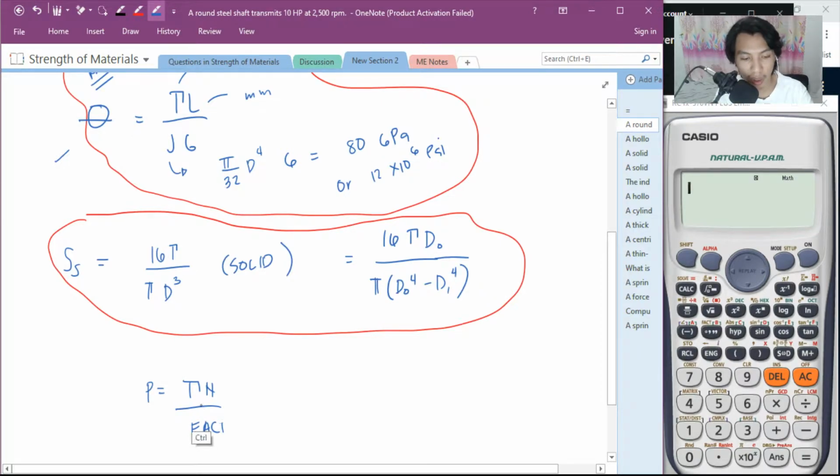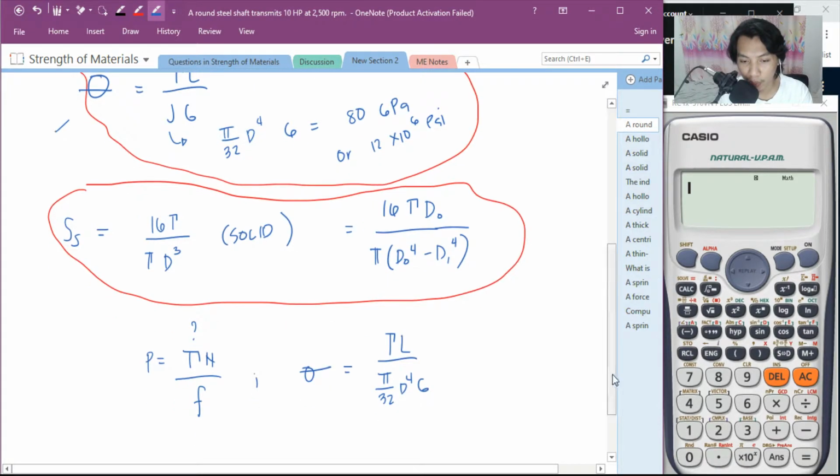Okay, tanggalin na lang natin yung factor. Gawin natin tong F na ganito. So, wala tayo nito. Okay? Tapos, meron tayong formula dyan for torsion. Okay? Torsional deflection. That is torque L over pi over 32 d to the fourth G.